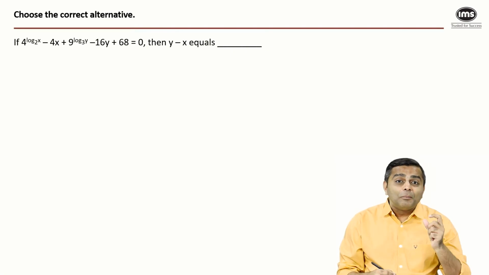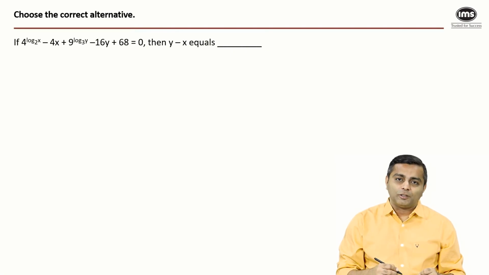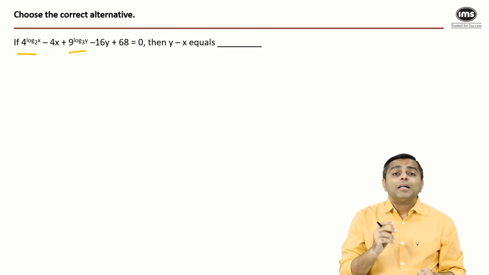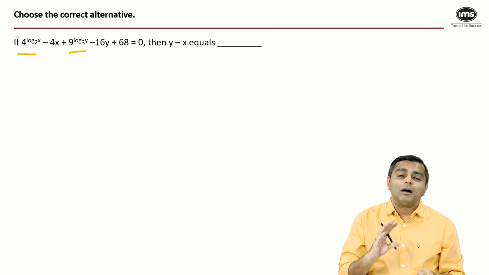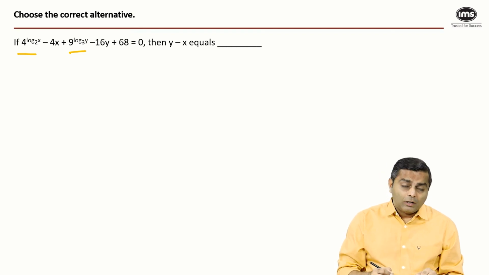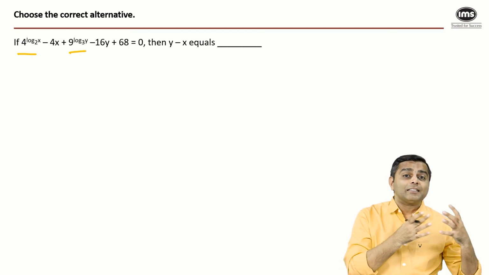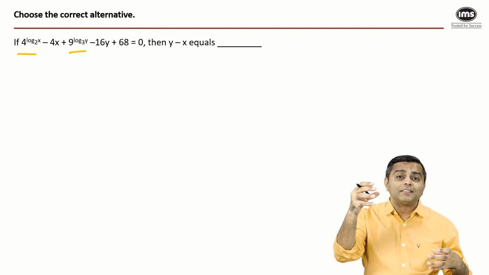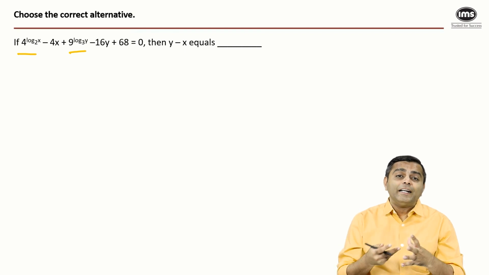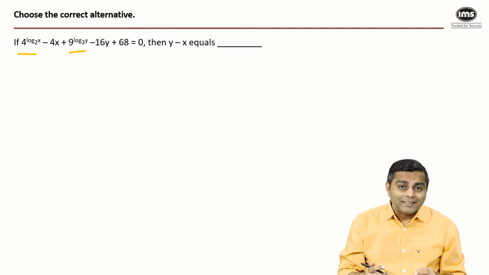So the first term is 4 raised to log of x to the base 2. The first term and the third term give me a hint about what I really need to do. The log base is 2 in the first term and the actual base is 4. In the second term that I underlined, the actual base is 9 and the log base is 3.